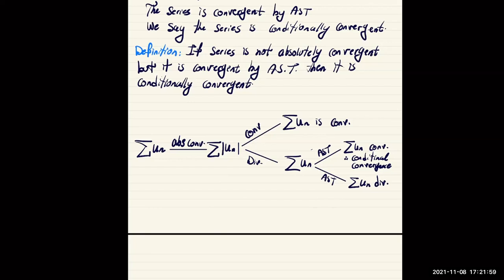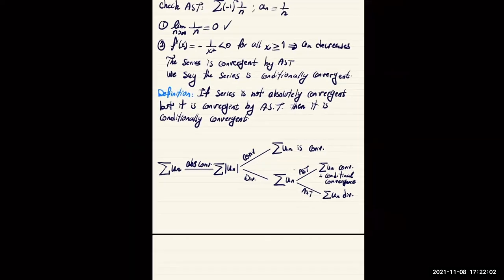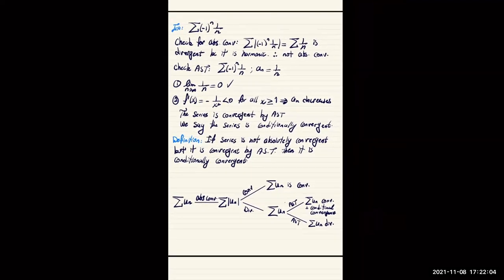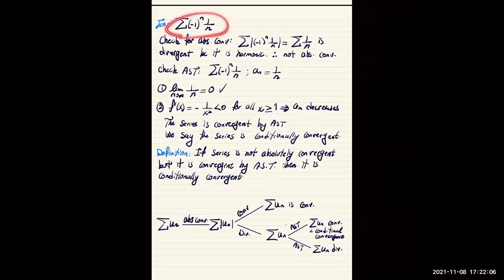Just like what we did in the last problem, and we are over time actually. So very quickly, here is our question. Alternating series, harmonic alternating series. I check for absolute convergence. I drop the -1 to the n, and I end up with a conclusion of divergence. So the series is not absolutely convergent. Now I go ahead and do AST. AST tells me that it is convergent. Therefore, the series is conditionally convergent.